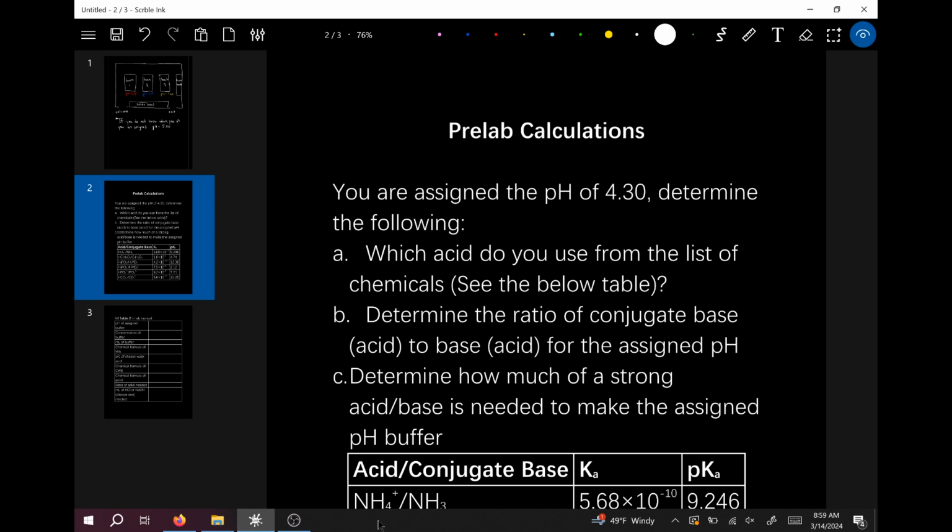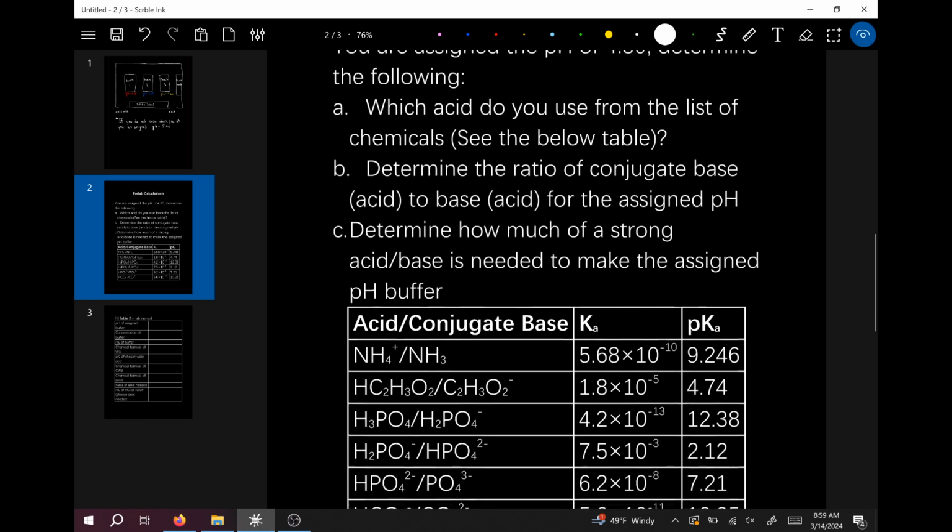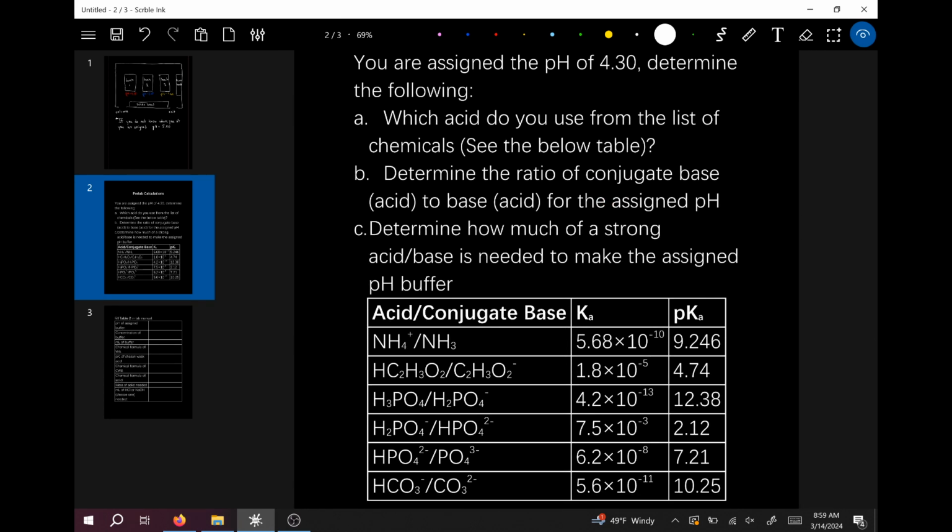Now, I did a little bit of the work for you already. At the bottom of this page, you'll notice I have pairs of acids and their conjugate bases. Acetic acid, acetate ion, phosphoric acid, phosphate ion, or hydrogen phosphate, dihydrogen phosphate, and so on for the rest of them, carbonic acid.